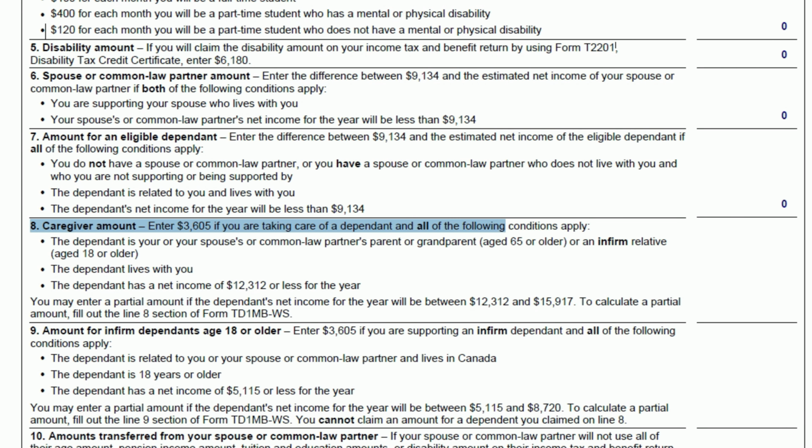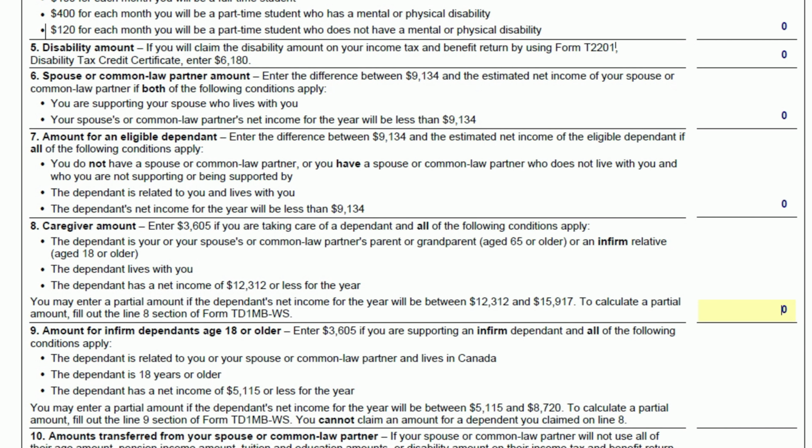Enter 3605 if you are taking care of a dependent and all of the following conditions apply. The dependent is your or your spouse's or common law partner's parent or grandparent, age 65 or older, or an infirm relative, age 18 years or older. The dependent lives with you and has net income of 12,312 or less for that year. If these three conditions are being met, in that case, enter 3605. And if there is no dependent in this category, you will enter 0.